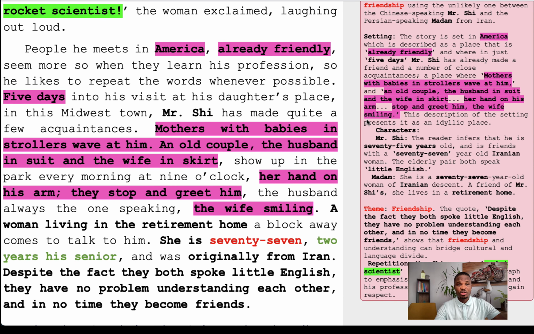Now, in the introductory portions, the first 3 paragraphs, Mr. Chi is the first character that is introduced. So the reader infers that he's 75 years old. And his friends, right?